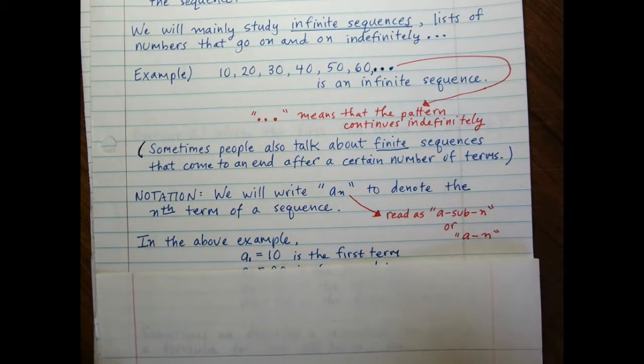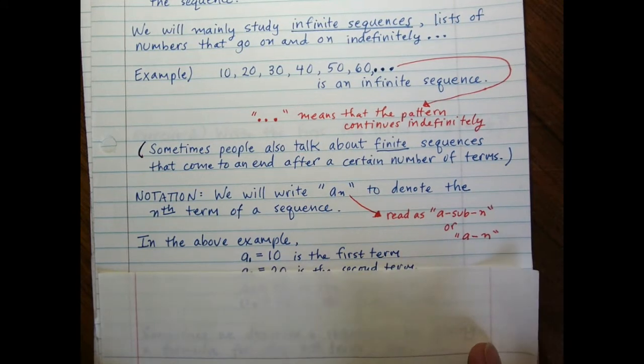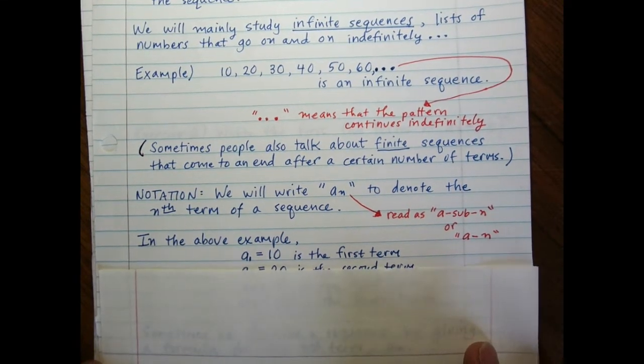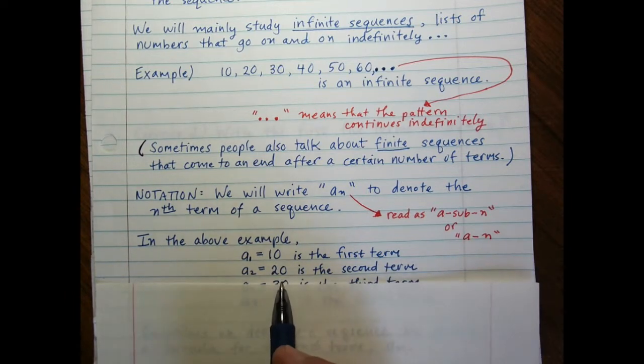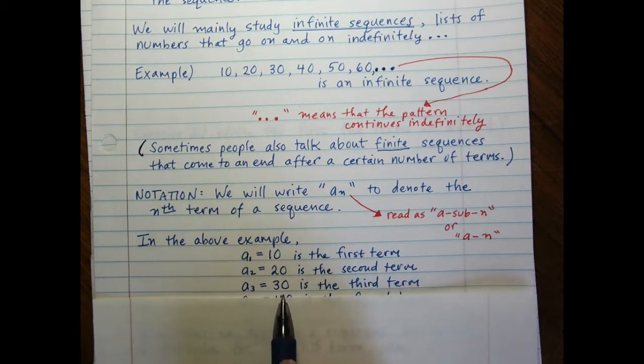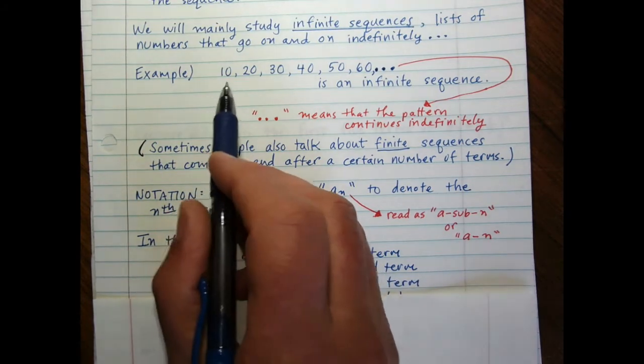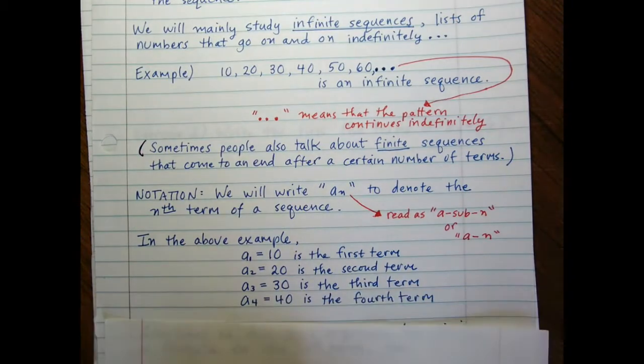So let's see where this goes a little further here. In our example up above, our 10, 20, 30, 40, 50, 60, etc. example, a sub 1 is 10, that's the first term. A sub 2, 20, is the second term. A sub 3, 30, is the third term, so we're referring to our example up here. A sub 4 is the fourth term, so on and so forth.